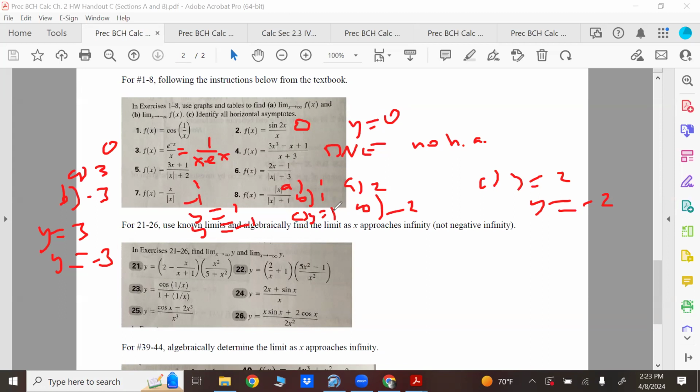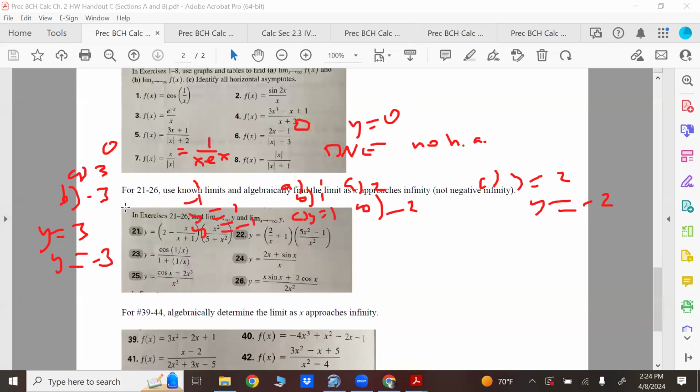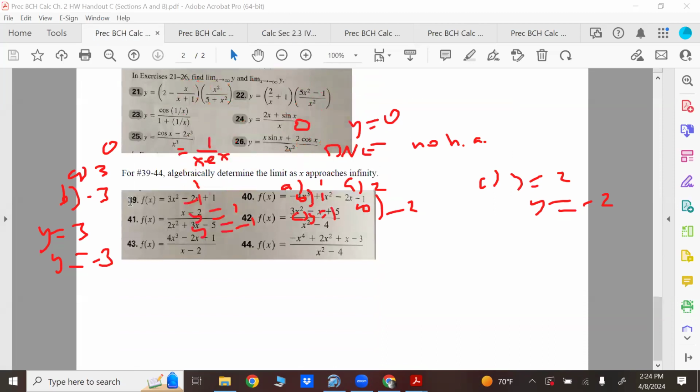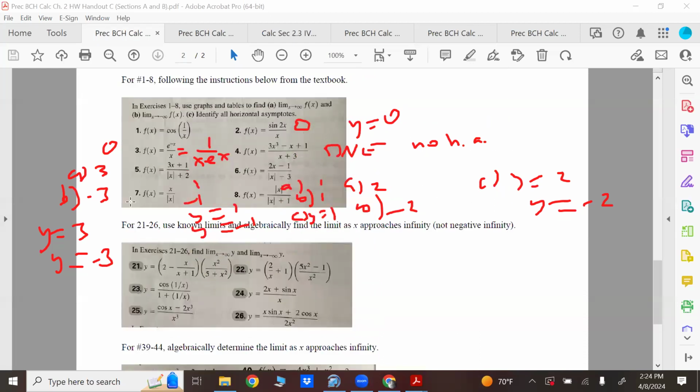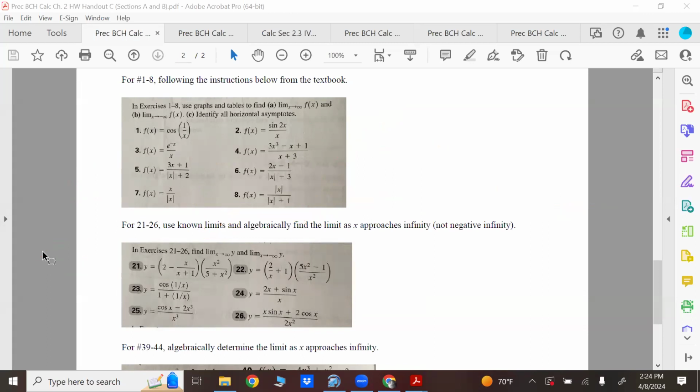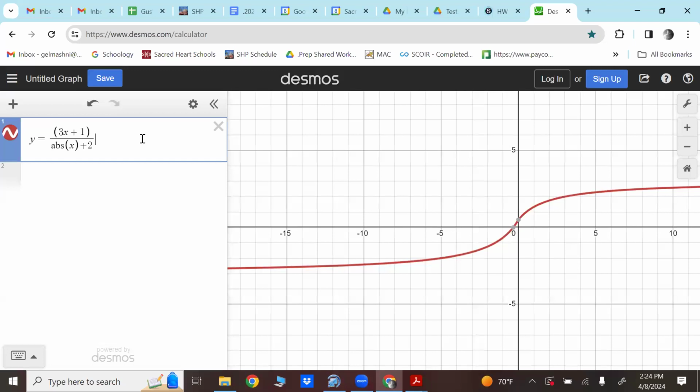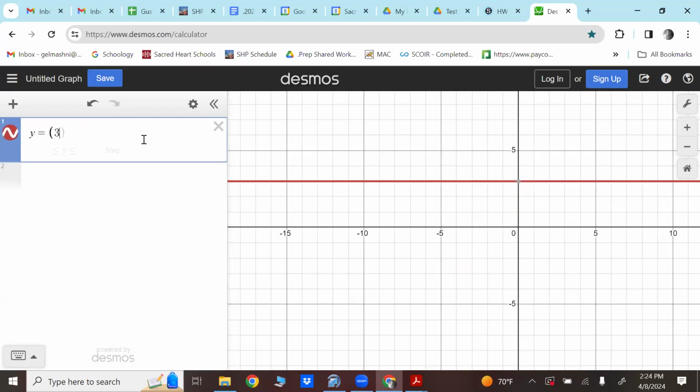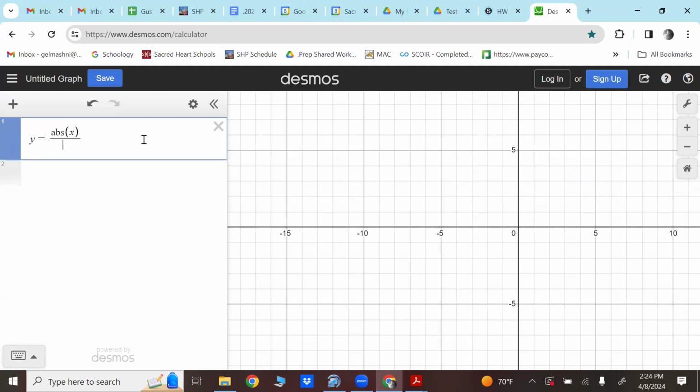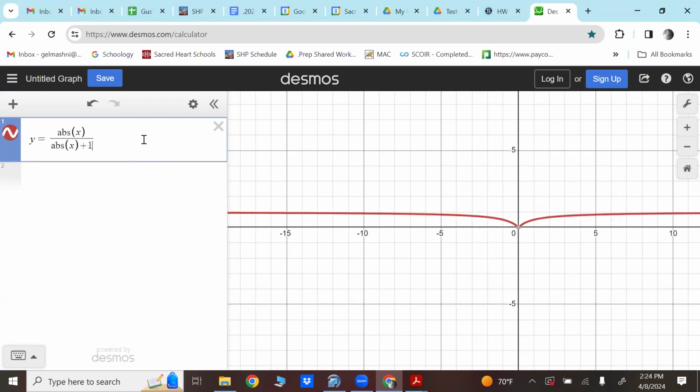For number 8, should be y equals 1, your horizontal asymptote? Or do you get something different? Yeah, okay. Because the plus 1 next to the absolute value of x in the bottom is negligible. Number 8, yeah. Shouldn't it always be 1? Hold on. Absolute value of x. Yeah, you get 1. Make sure you punch it in correctly. Maybe you didn't put parentheses on the bottom. I don't know.